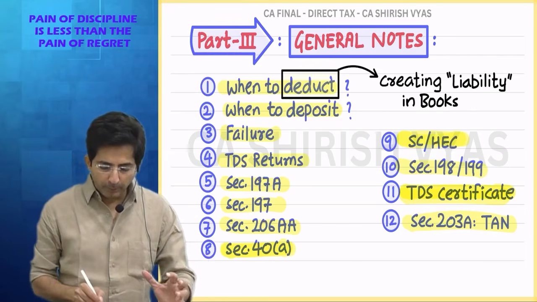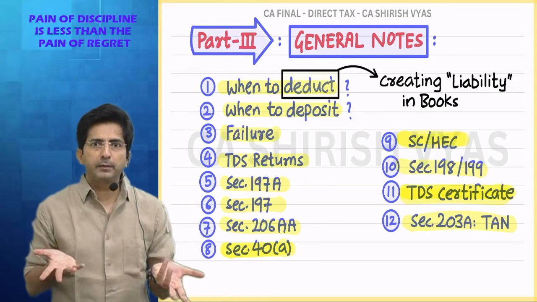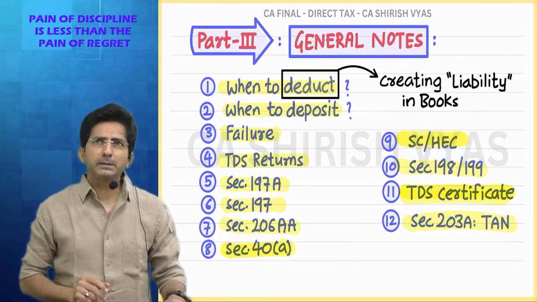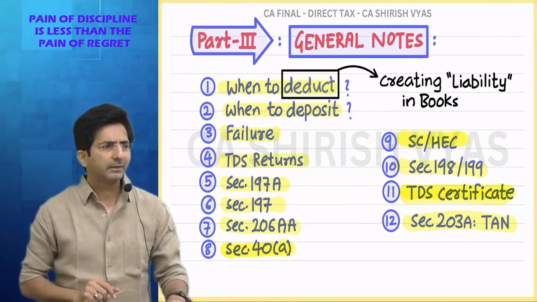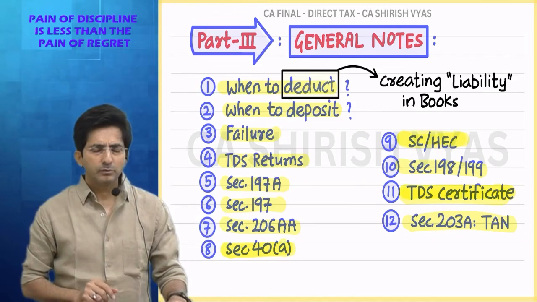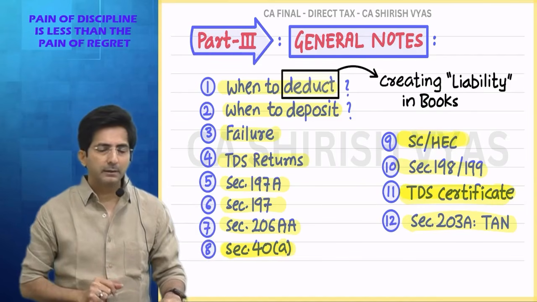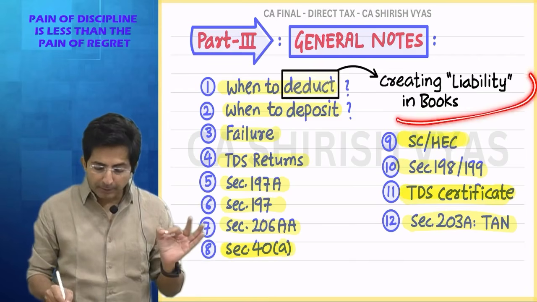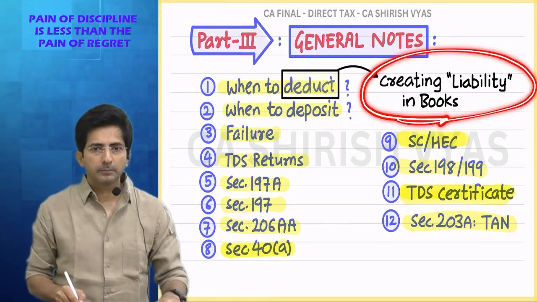Tell me, what do you mean by deducting TDS? Many students do not know the meaning of deducting TDS. People think that deducting TDS means if you are making a payment of 100, give him 90. So, instead of 100, if I make a payment of 90, it is deducting TDS. But that is a wrong concept. To deduct TDS means to create the liability of TDS in the books.